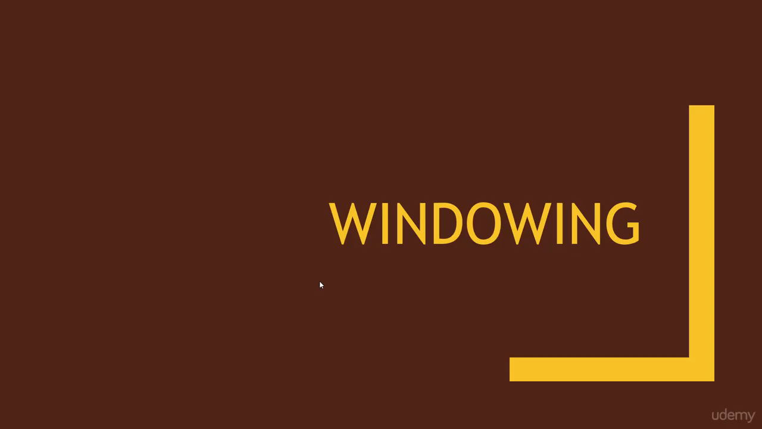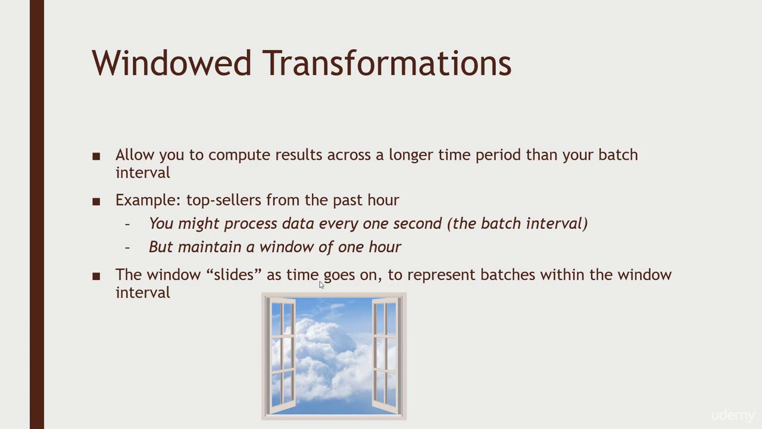How does that work? It works with a technique called windowing. And windowed transformations are what allow you to compute results over a longer time period than your batch interval. So let's take an example. Let's say you want to analyze top sellers received from the past hour by looking at activity data that's coming from your e-commerce website from a bunch of different web servers.